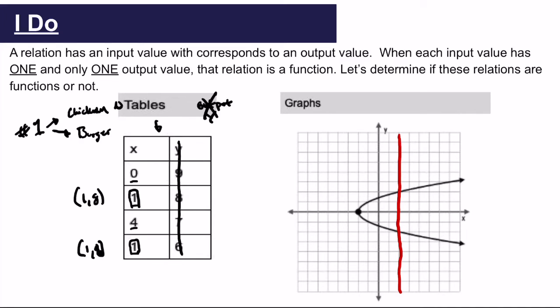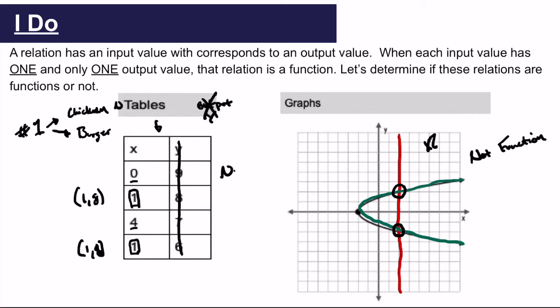So here's my graph right here. How many times does this red line intersect the green line? Well, it intersects right here and right here. If it touches 2 times, it is not a function. Not a function. Well, why?